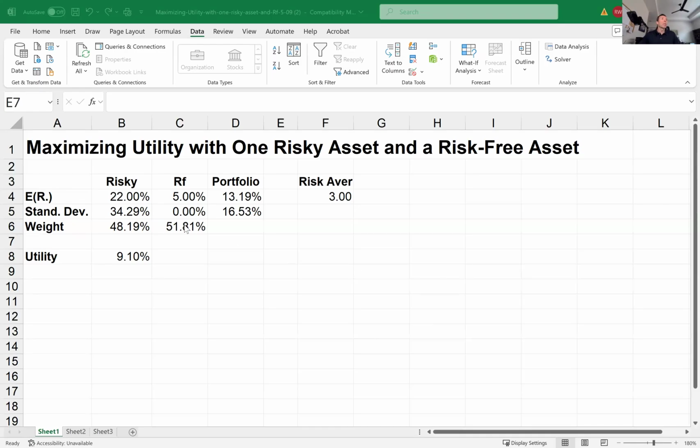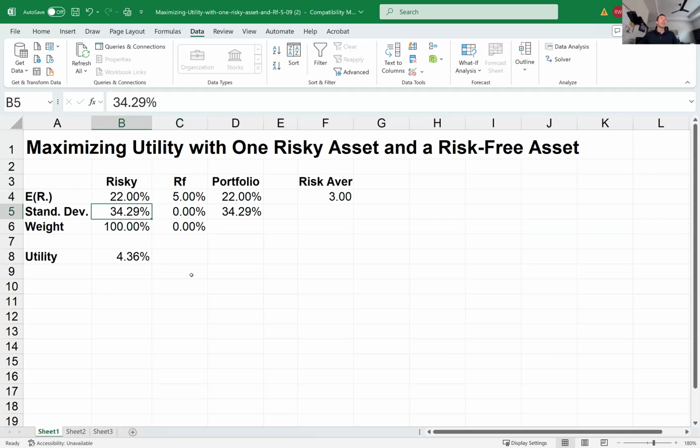Let's start out by putting the weight at 100% on the risky asset to begin with. So we actually don't see the solution right there to begin with. Here's what we're doing. The risky asset has an expected return of 22%. We've typed that in. This is the risky asset that was used in the example in your class notes. And the rate of return on the risk-free asset is 5%.